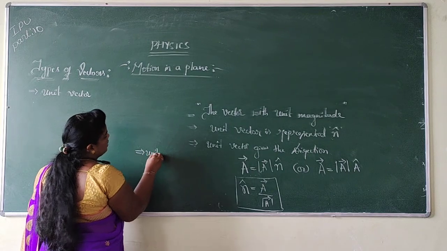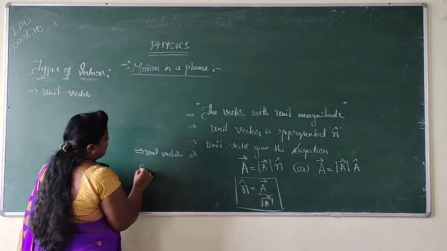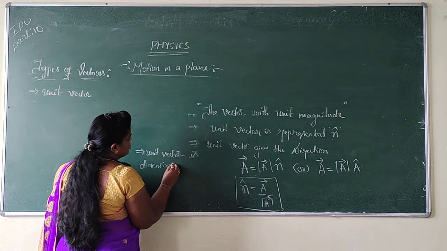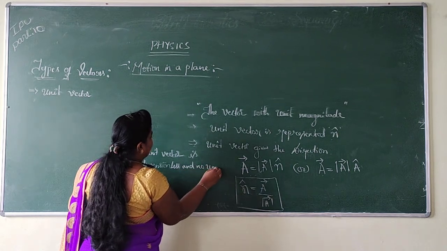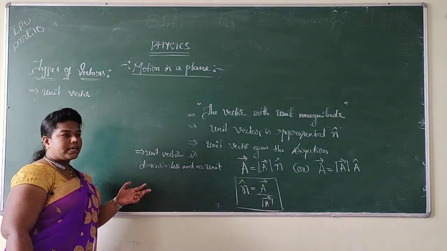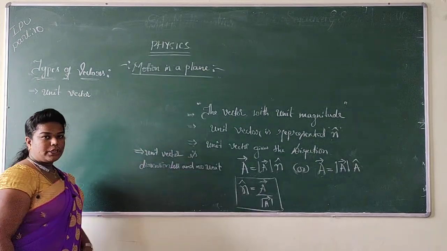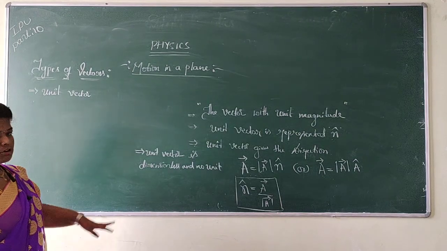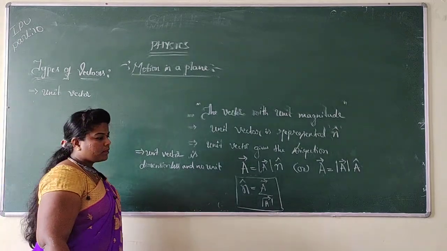Unit vector is dimensionless, and with no unit. It means there is no SI unit for the unit vector. There is no dimension for unit vector. Then suppose these are all the points related to the unit vector.